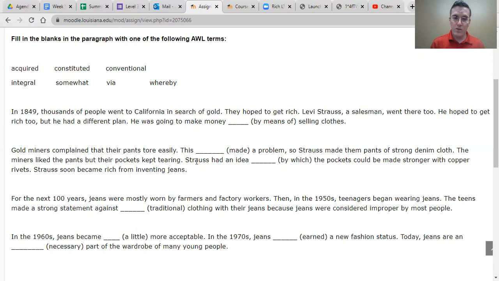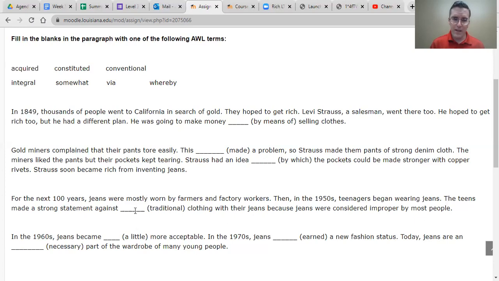The next sentence: "Strauss had an idea by which the pockets could be made stronger with copper rivets." Again, I have a phrase "by which," and I see that preposition "by." Boy, that looks like "whereby" again. So I'm thinking "whereby" is going to go here or here. Okay, I have two choices. But again, I'm going to be looking for a preposition phrase, an adverb, something like that, right? Not a noun, not a verb, not an adjective, okay?